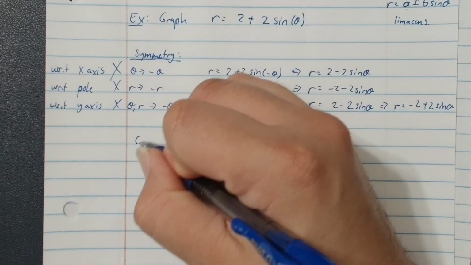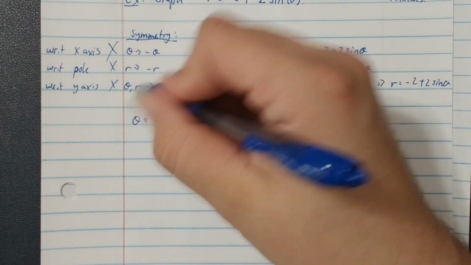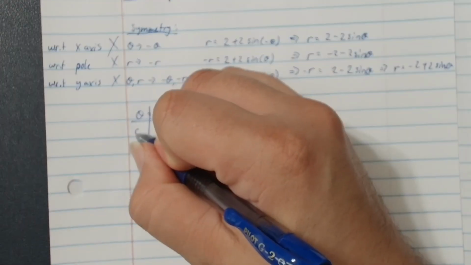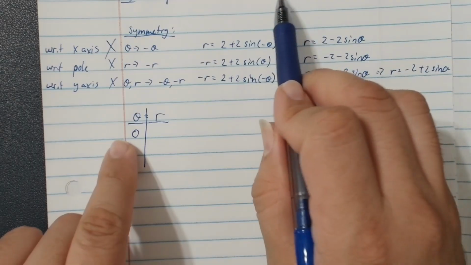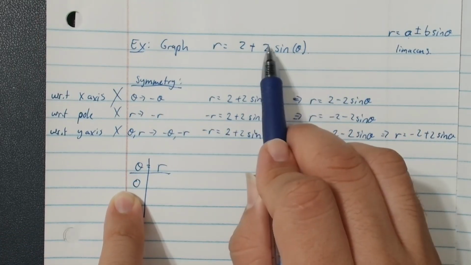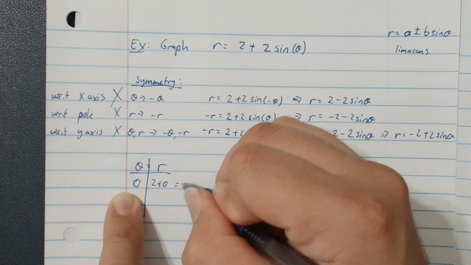Start with theta and r. Okay, so theta is equal to 0. If we plug that in, sine of 0 is 0. 0 times 2 is still 0. So this is 2 plus 0, which is 2.